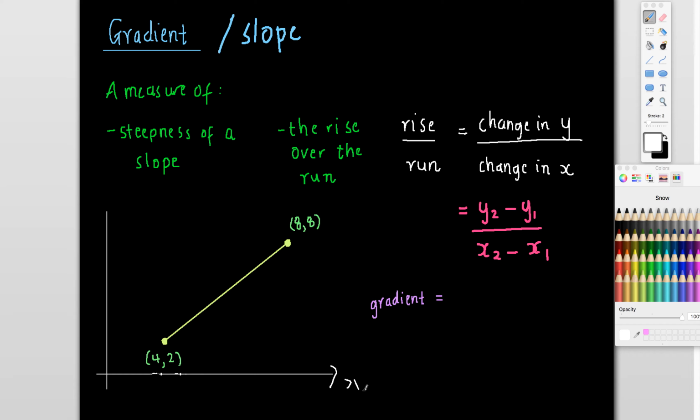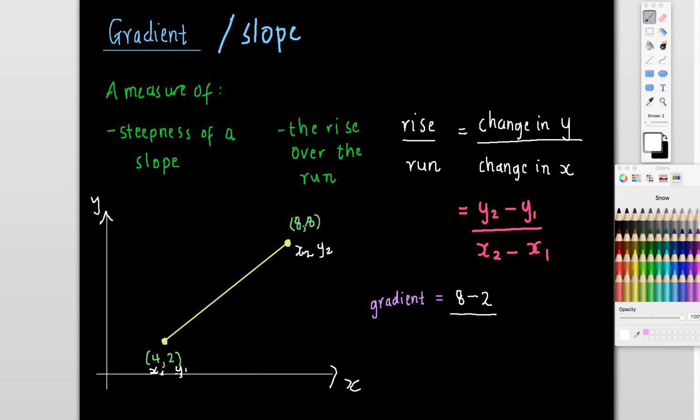And what you can also do, if you wish, is label these as x1, y1, x2, y2. Doesn't matter which one you label as x1 or x2. All that matters is that, of course, you label them accordingly as the x and the y. So the gradient of this one here, if I take my y2 value to begin with, it's going to be 8. y1 is 2.